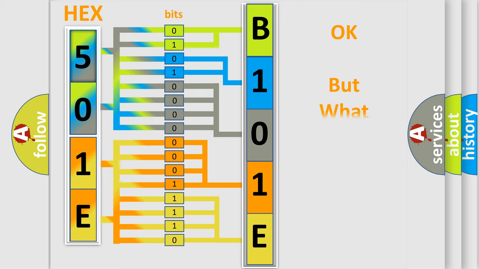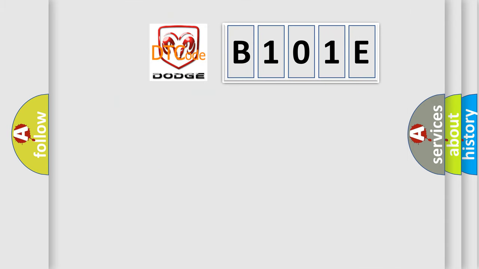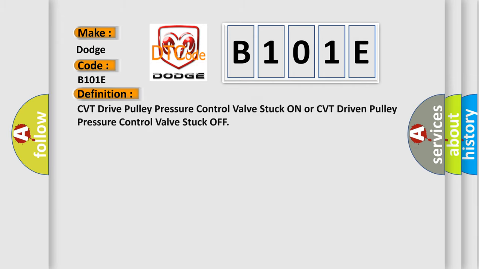The number itself does not make sense to us if we cannot assign information to what it actually expresses. So, what does the Diagnostic Trouble Code B101E interpret specifically for Dodge car manufacturers? The basic definition is CVT drive pulley pressure control valve stuck on, or CVT driven pulley pressure control valve stuck off. And now this is a short description of this DTC code.